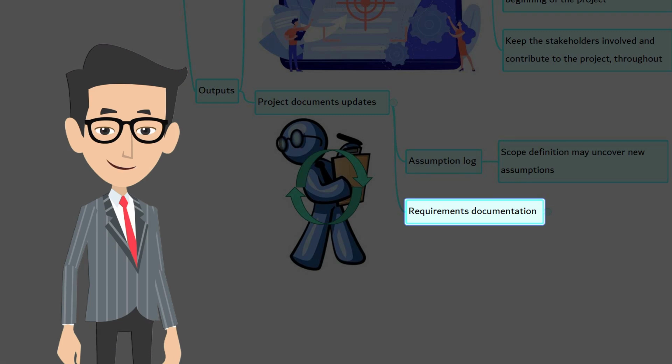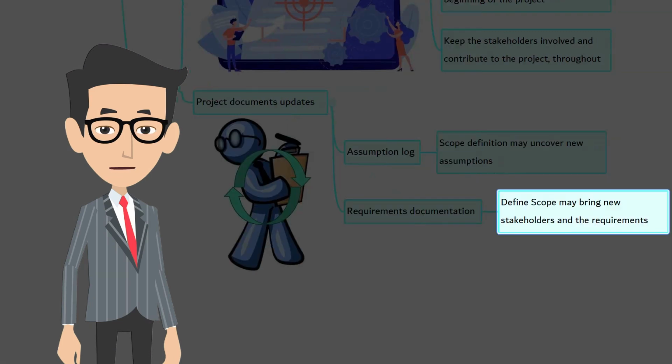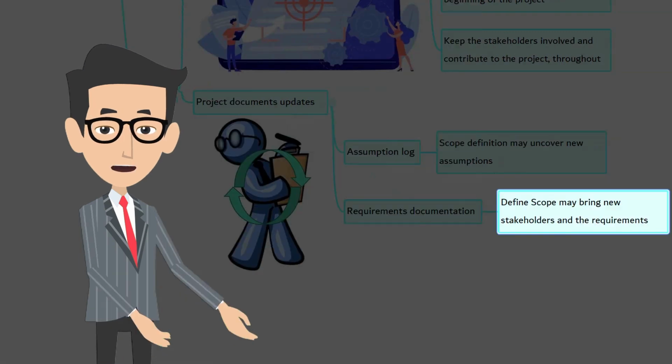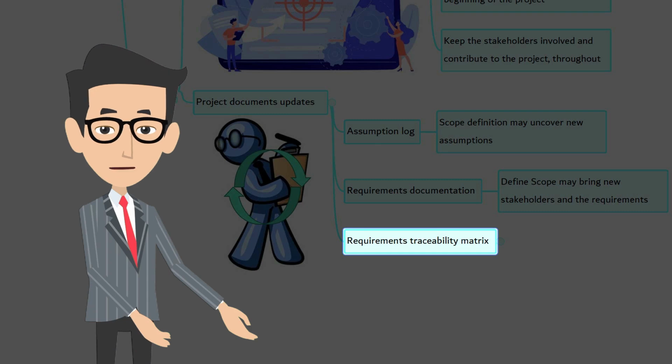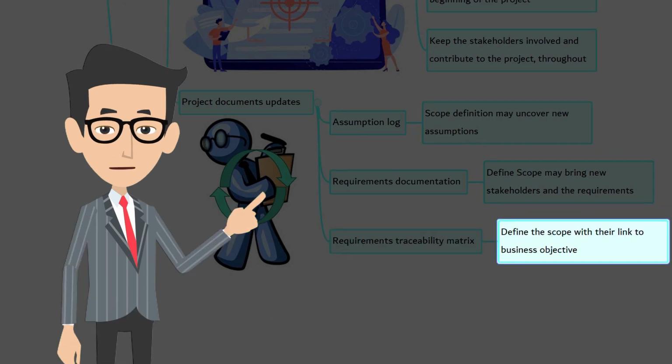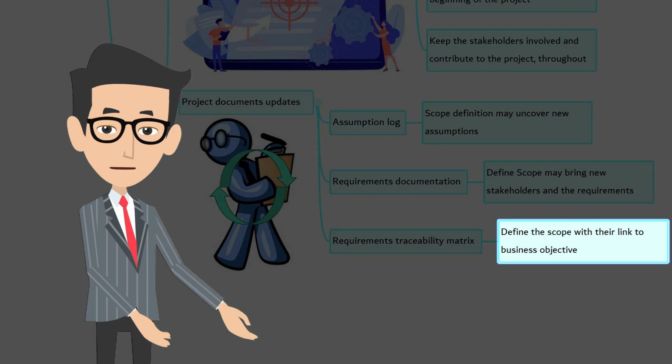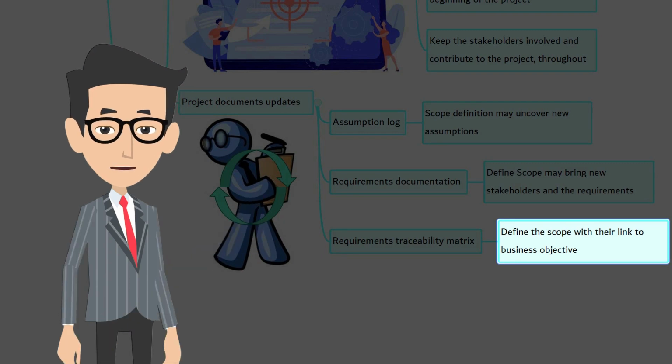Requirements documentation. While defining the scope, you may have new stakeholders and their own requirements. There could be new scope and or a change in scope. Requirements traceability matrix. All the stakeholders and the requirements have to be tracked. A matrix is an easy way to do it. This matrix will be helpful to verify the project's final delivery against the requirements of the stakeholders.